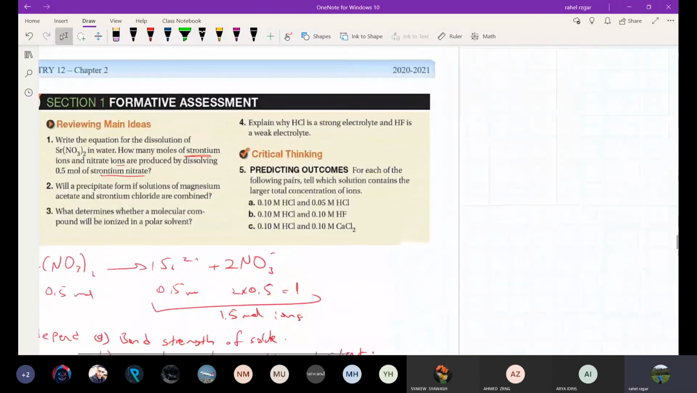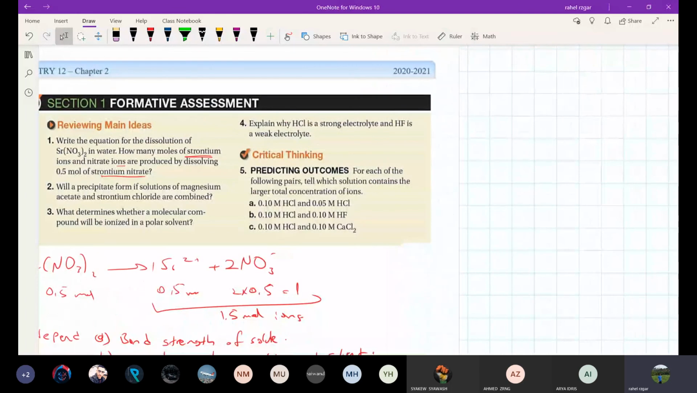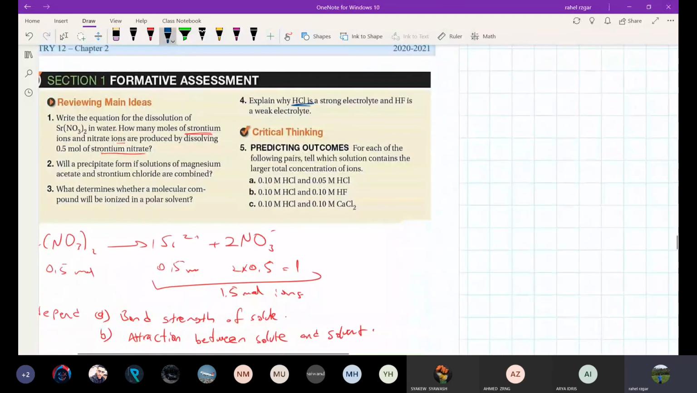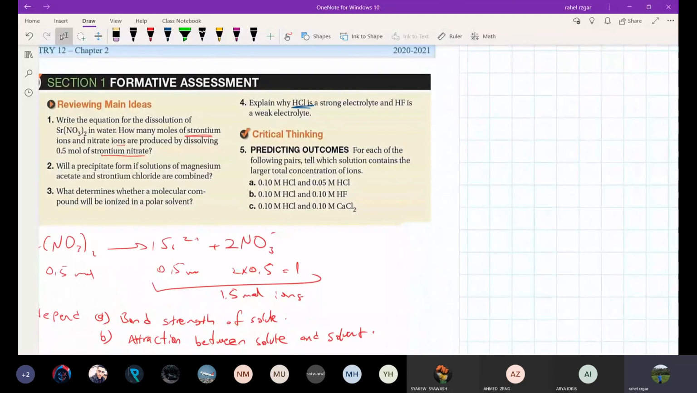Question 4. Why is HCl strong and why is HF weak? Because HCl ionized completely, 100% ionization, while HF ionized partially. HF ionized partially.